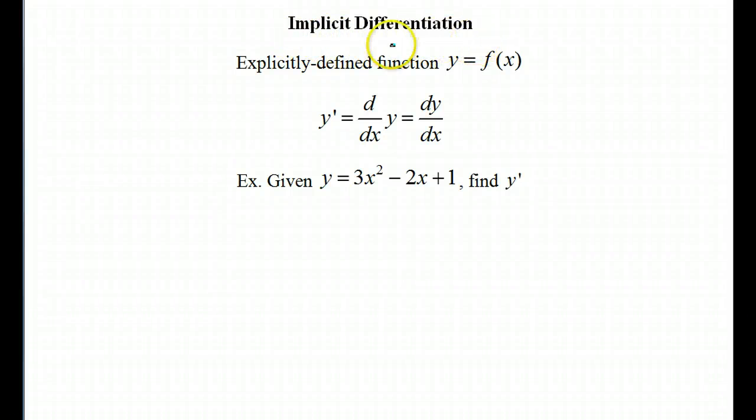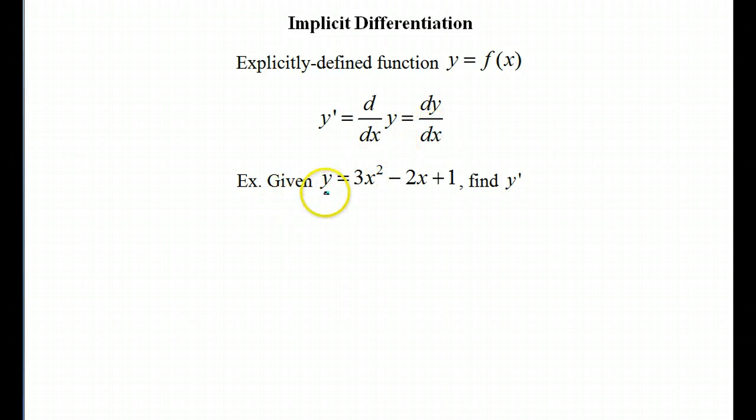Implicit differentiation. So far in our discussion on derivatives, we've been taking derivatives of functions that were defined explicitly. And all that means is they look like y equals some function of x. So I have one copy of y equals some function of only the variable x. And to take its derivative, we use notation like y prime, which is the same as the derivative with respect to x of y, or dy dx.